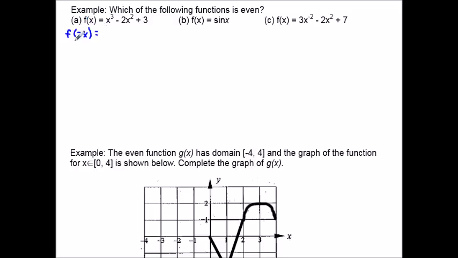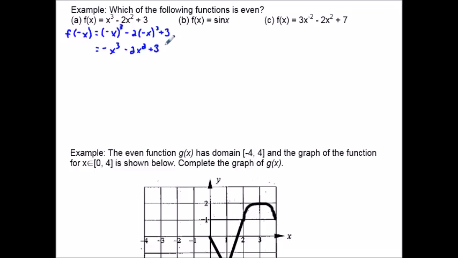And I'm just going to use my composition of functions and plug negative x in anywhere that I would have normally seen an x in the original equation. So I'm going to have negative x cubed minus 2 times negative x squared plus 3. Once I'm done that, I'm going to simplify my equation. So negative x cubed is going to give me negative x cubed. Negative x squared is going to give me a positive x squared, so this is going to be minus 2x squared plus 3.